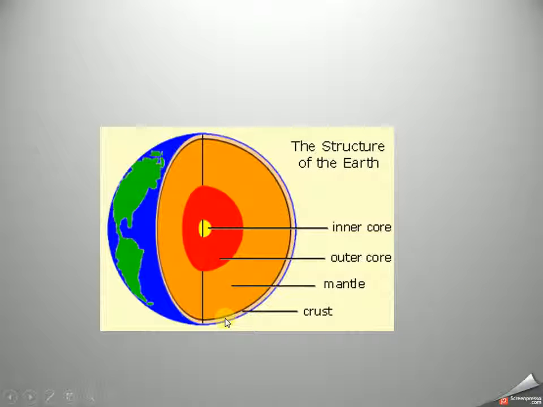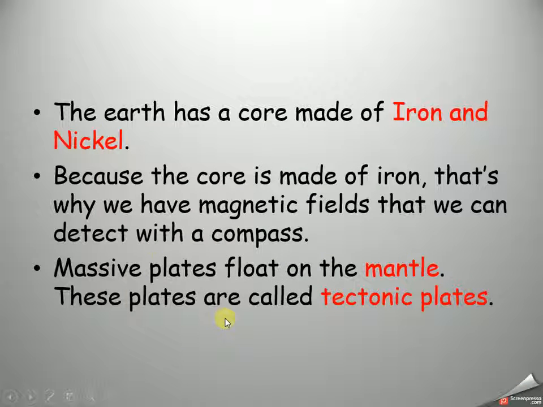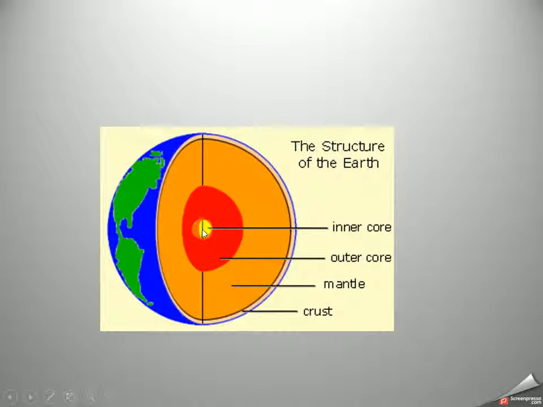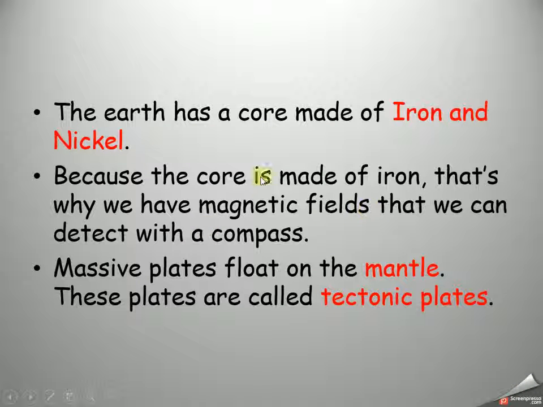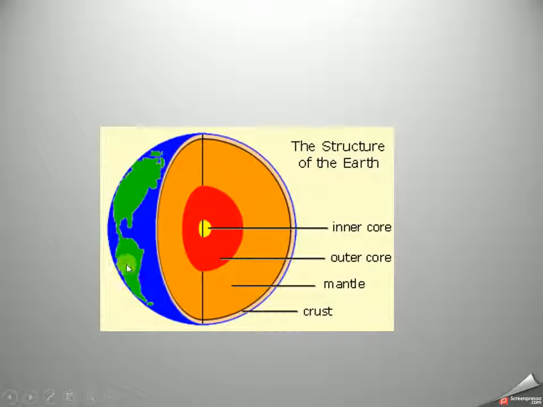Now, the Earth is actually made of iron and nickel. So right in here is a lot of iron and a lot of nickel. And because it's iron and nickel, particularly the iron, that's why we have magnetic fields. As you know, iron is magnetic, and that's how we can detect it with a compass. And what happens is the massive plates float on the mantle. That's what I was talking about, the jigsaw pieces, which is what the crust is made of.